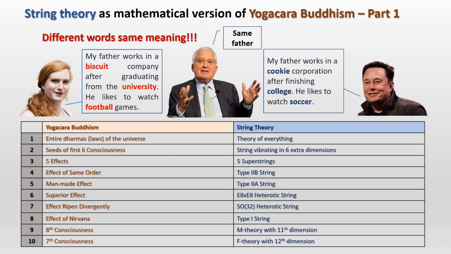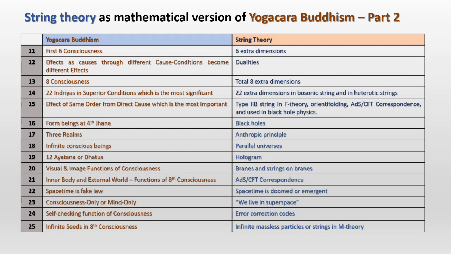Effect of nirvana in Yogacara Buddhism is called type 1 string. 8th consciousness in Yogacara Buddhism is called M-theory with the 11th dimension. 7th consciousness is called F-theory with the 12th dimension. The first 6 consciousnesses are called 6 extra dimensions. Effects as causes through different cause conditions become different effects in Yogacara Buddhism, which show up as dualities. 8th consciousness shows up as a total of 8 extra dimensions.